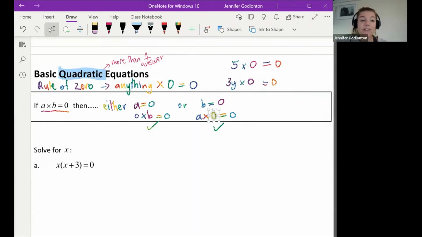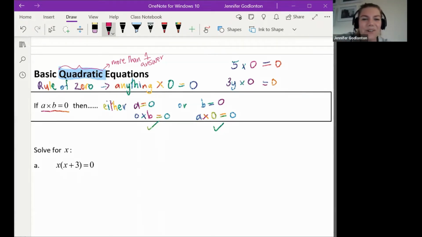X times x. Okay, so Alvarez, what does x times x actually mean? What is x times x? Ah, there we go. Now we're getting it. Squared, x squared. Yes, okay. There we go. So yes, we got there.